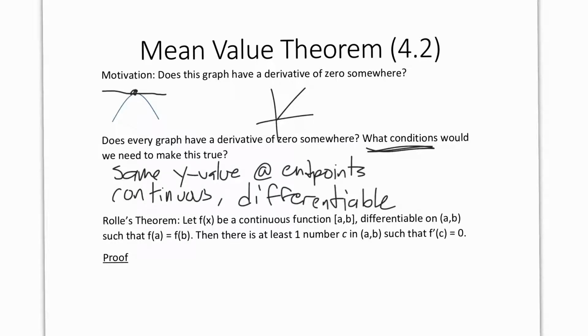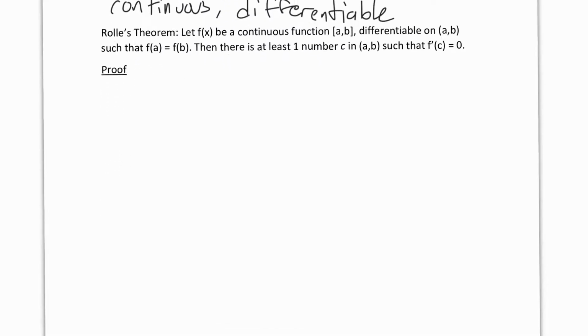So here's the theorem. Let f(x) be a continuous function on the closed interval [a, b], differentiable on the open interval (a, b), such that f(a) equals f(b). This is saying that the two endpoints have the same y value. Well, if that's true, then there is at least one number c in (a, b) such that f'(c) is equal to 0. So let's go ahead and look at the proof.